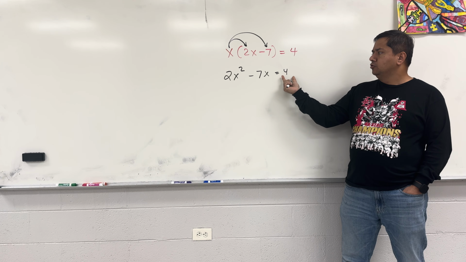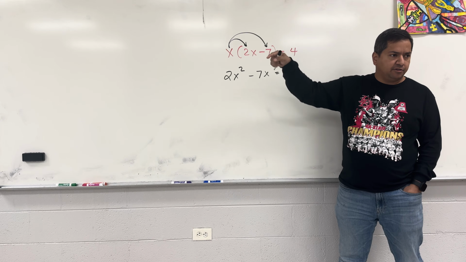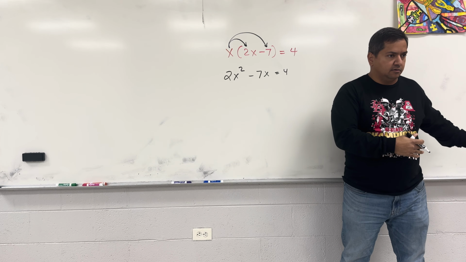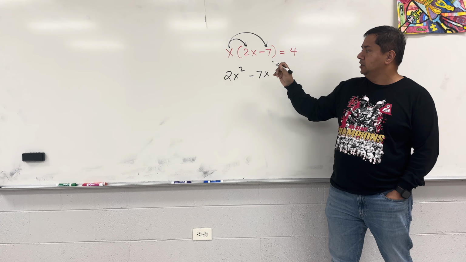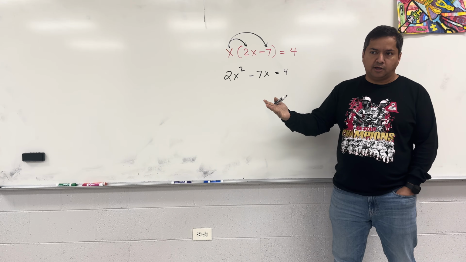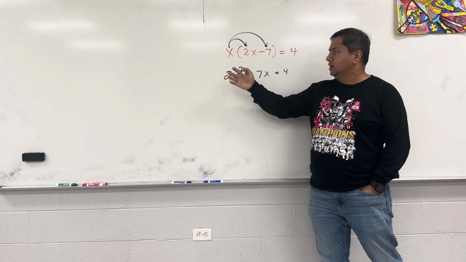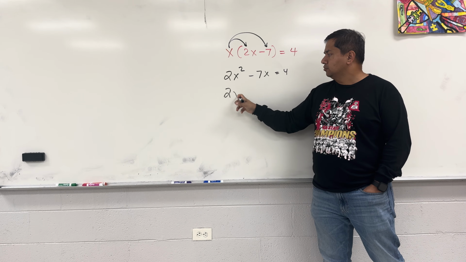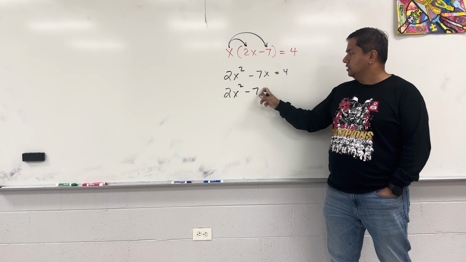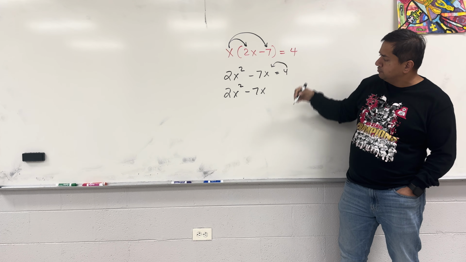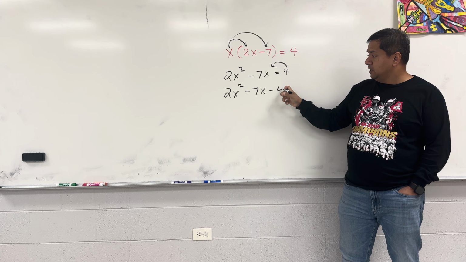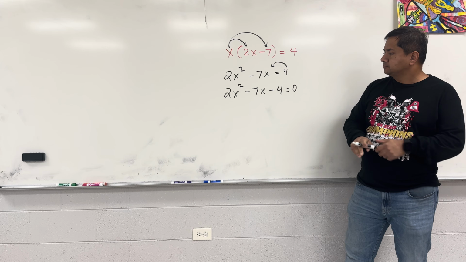So we need to move this 4 over to the left side so that I have a 0 on the right side. Does that sound good? When things are not in equal to 0 form, we need to get it to that form, at least for factoring. So you have 2x squared minus 7x. What happens to this positive 4 when it comes to the left side? It becomes negative 4. All right.